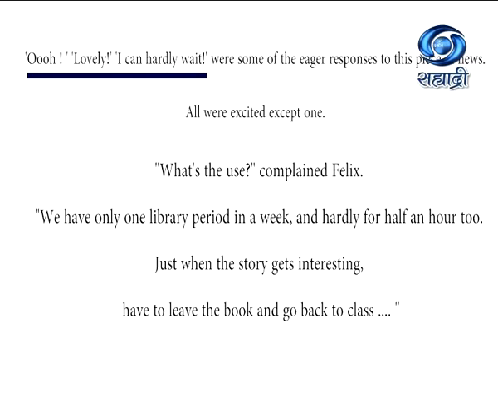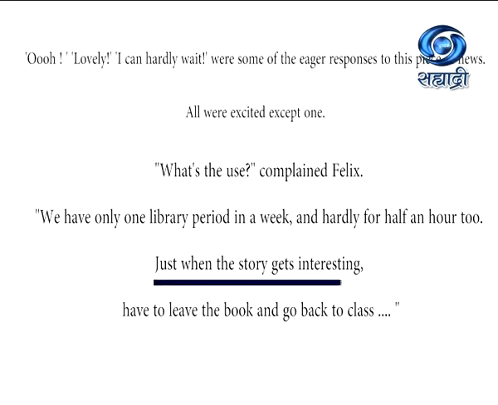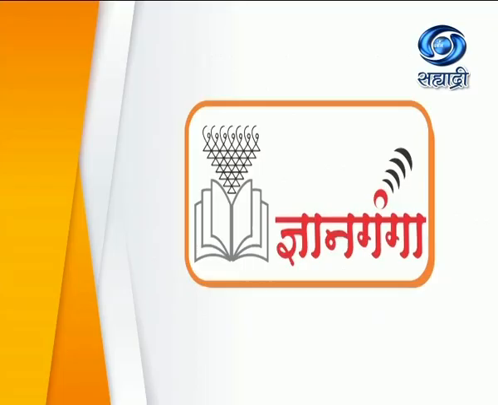Ooh, lovely! I can hardly wait, were some of the eager responses to this piece of news. All were excited except one. What's the use? Complained Felix. We have only one library period in a week and hardly for half an hour too. Just when the story gets interesting, we have to leave the book and go back to class.